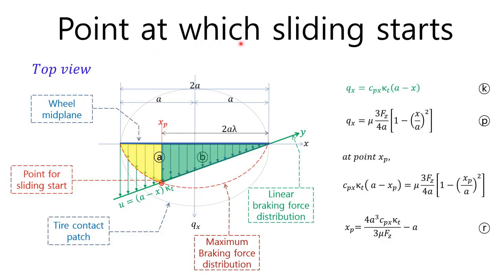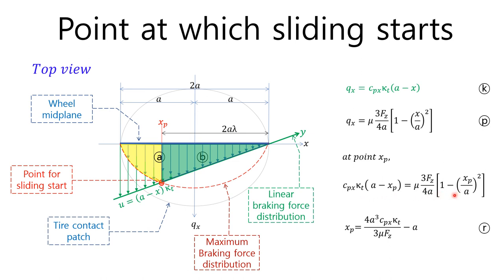This time, let's calculate the x-coordinate of the sliding start point, xp. At the point where the sliding starts, the sticking force distribution line and the sliding force distribution curve intersect each other at one point. Therefore, the braking force Qx at xp must be equal to both the sticking braking force of equation K and the sliding braking force equation P. Using this relationship, we can formulate the equation at the point xp.